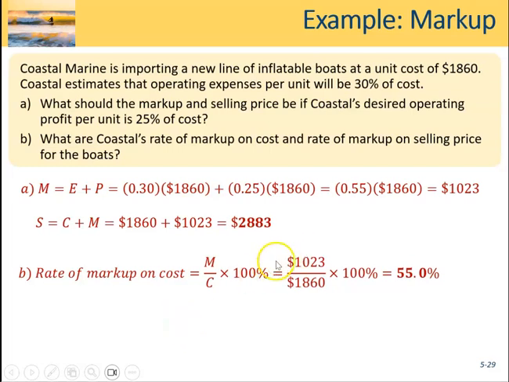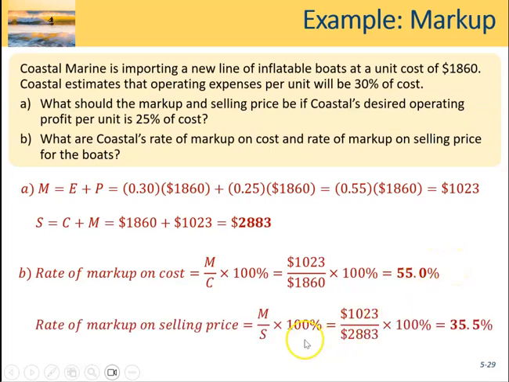So we've got our markup, which is 1,023, divided by cost, which is 1860, is 55%. So our rate of markup on cost is 55%. The next one, which is markup over selling price, 1,023 divided by our selling price of 2,883 is 35.5%.